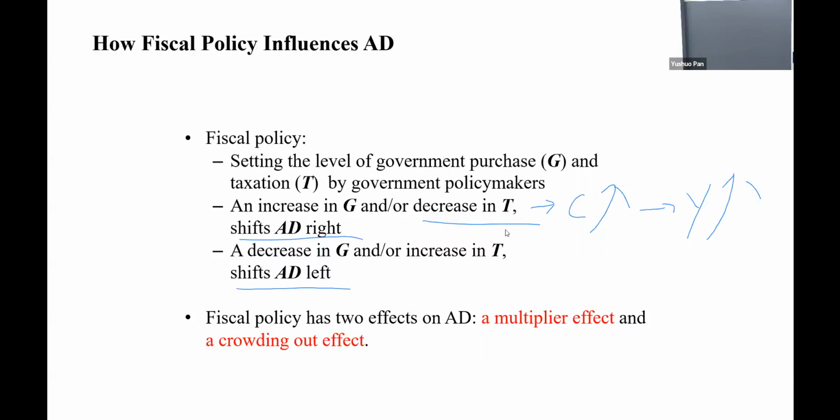For monetary policy, usually the Fed's aim is just to stabilize the output. So that was what we learned about shifting the aggregate demand curve. But fiscal policy has two effects. One is the multiplier effect, and the other is the crowding out effect, which is what we are going to cover.